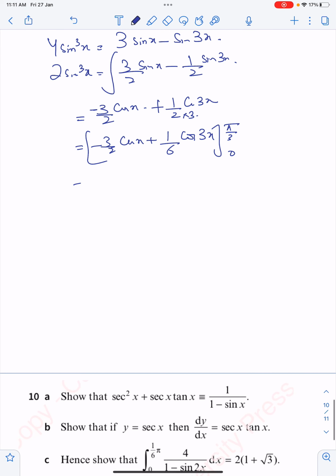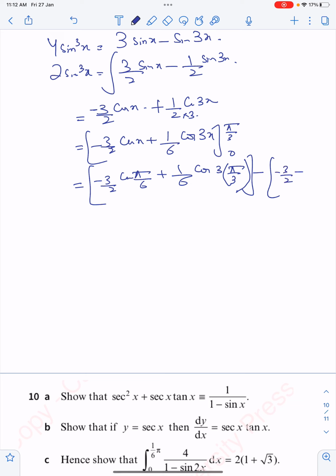So it's minus 3 upon 2 cos of pi by 6 plus 1 upon 6 cos of 3 into pi by 3. Minus is the first bracket, minus. Now I have to apply 0. Cos of 0 is 1, so it's going to be minus 3 upon 2 here plus 1 upon 6. Cos of 0 is once again 1, so let it be like this.